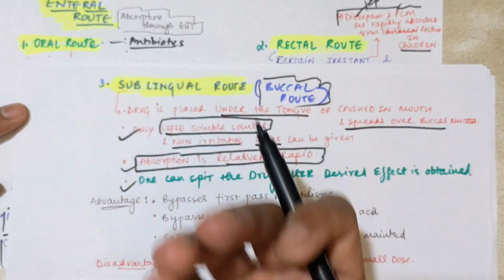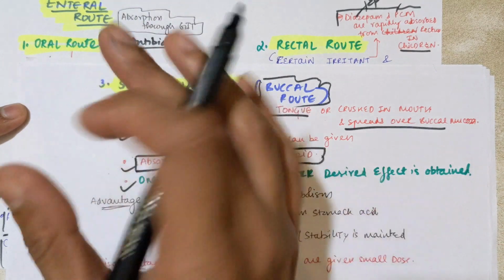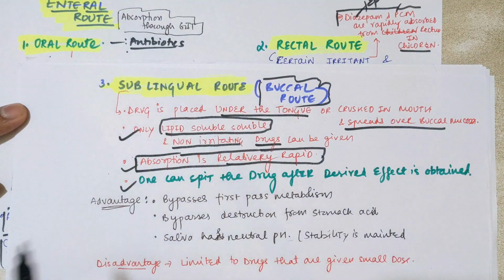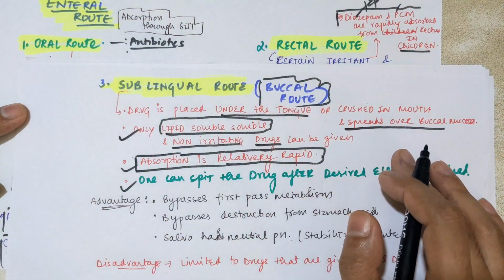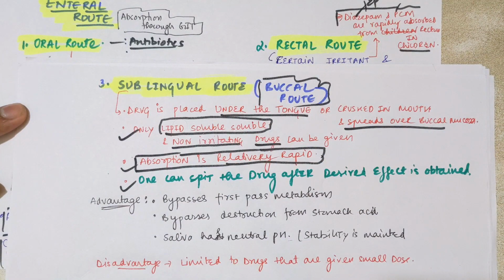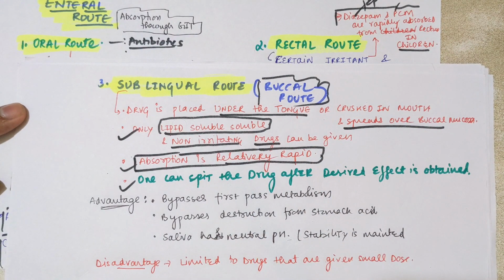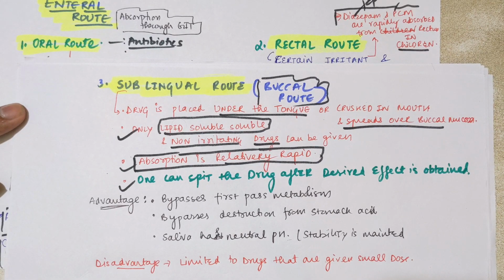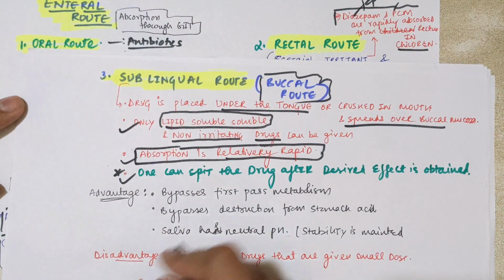If you have administered the drug under the tongue, take an example of angina. If you have pain in the heart and you administer nitroglycerin instantly under the tongue, and the pain has gone away while the tablet is still under the tongue, then you can spit out the tablet. If the effect is obtained, if the pain is gone, then you can spit out the tablet. So that is one of the advantages in the case of the sublingual route.